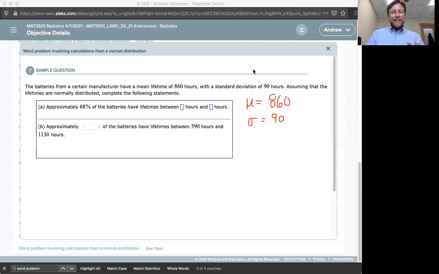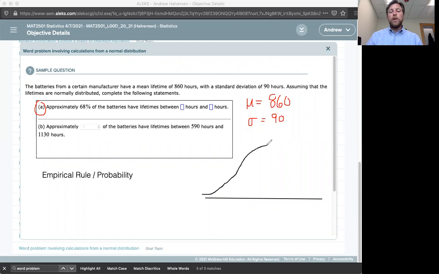Part A relates to what's called the empirical probability rule. What that means is, let's draw something first. Let's draw our normal distribution. We'll try to do the bell-shaped curve. Please forgive me if I don't do it perfectly.